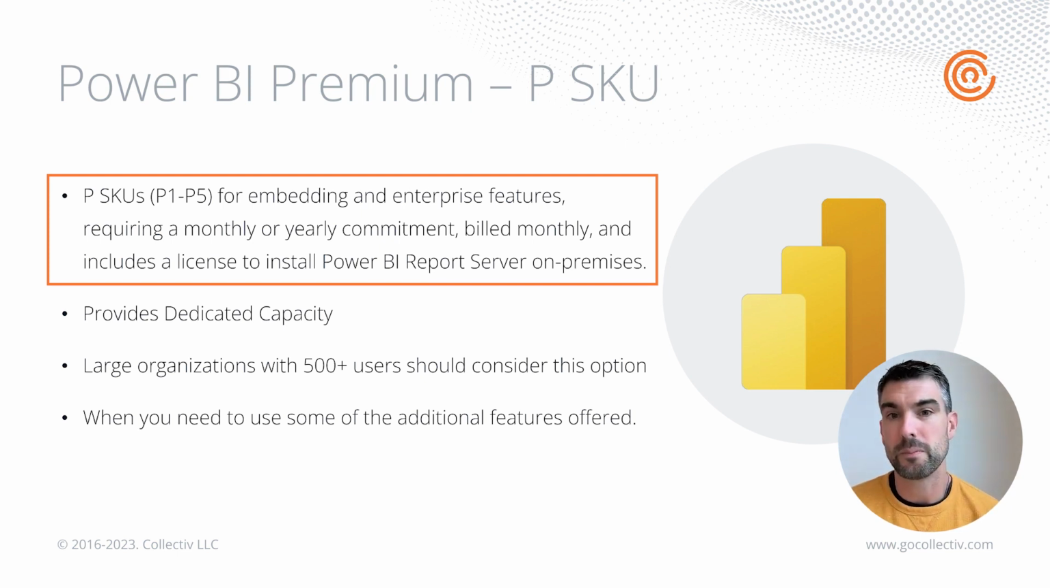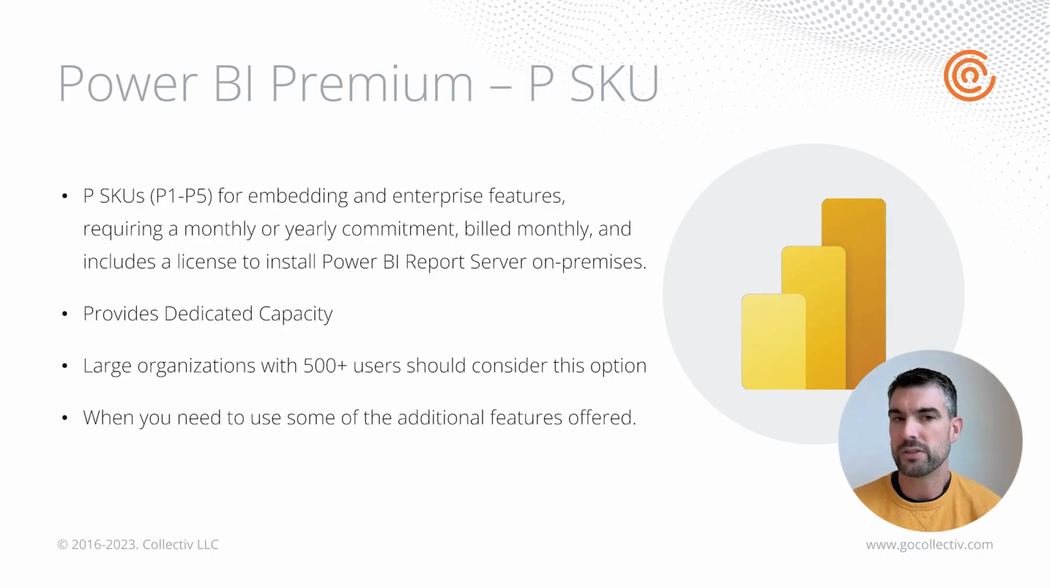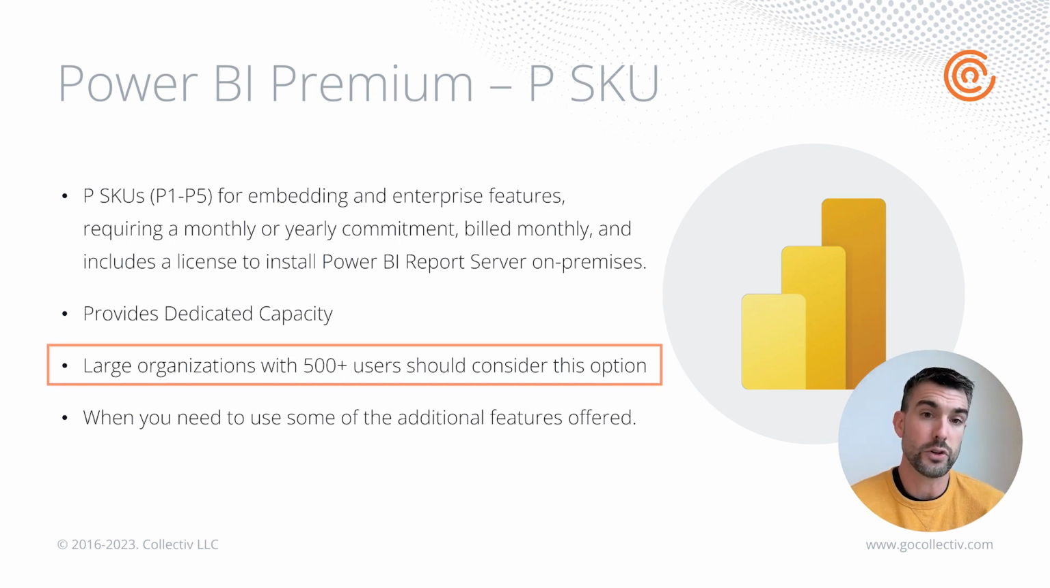This premium capacity is really meant for a dedicated capacity type of approach. So if you need much more processing power, if you need much more storage with Power BI, you're going to look at more of a Power BI Premium SKU versus a Power BI Pro SKU. One of the easiest ways to determine if you should be on Pro or Premium is if you have at least 500 users who are going to be utilizing Power BI throughout the organization. So if you have at least 500, you're probably looking at using some type of premium P SKU.